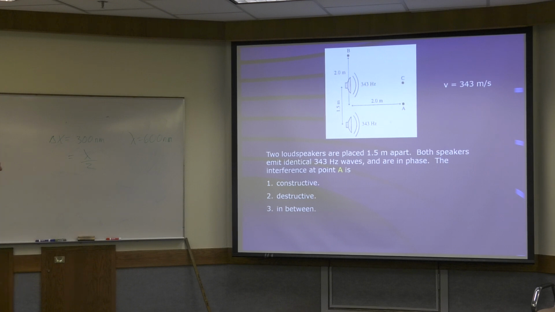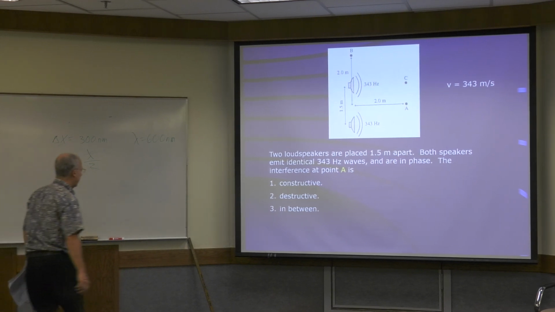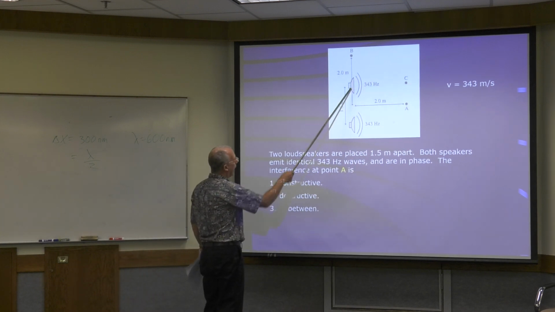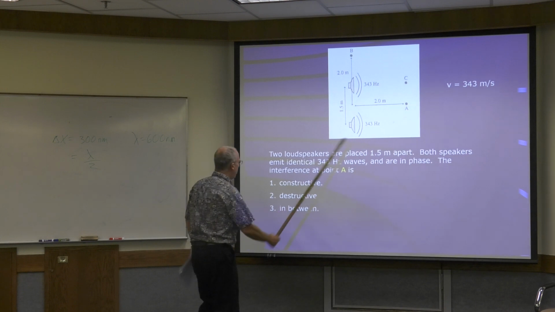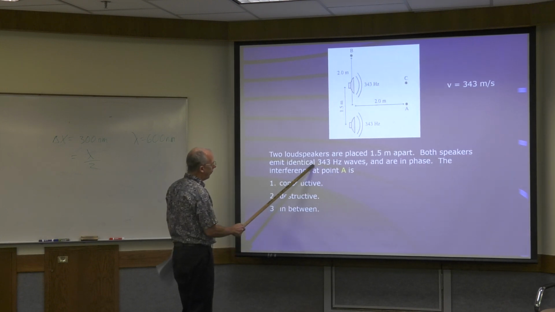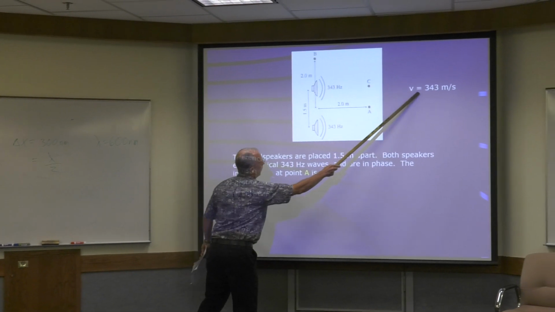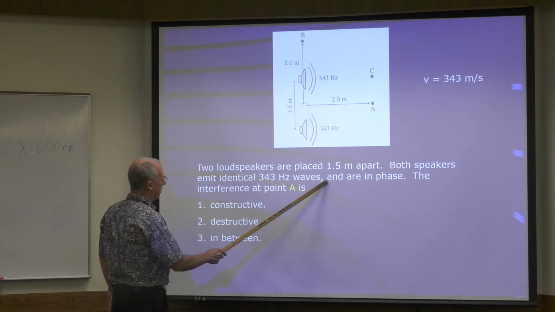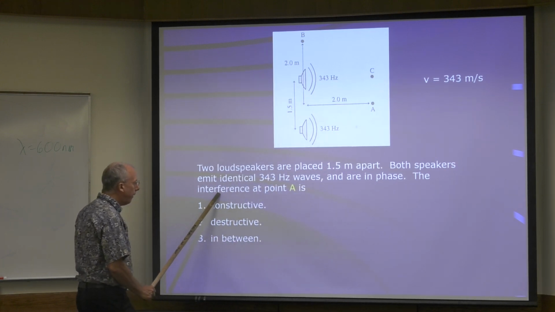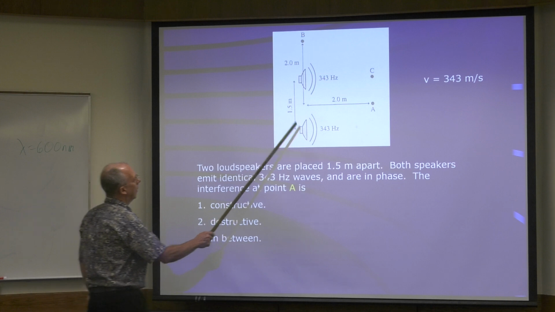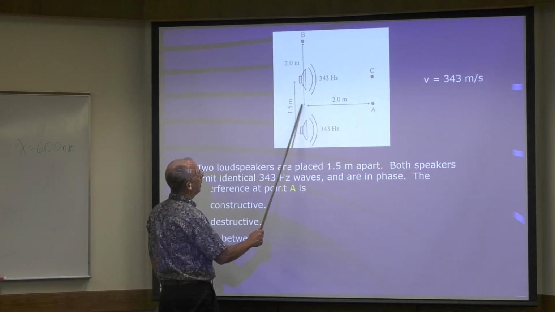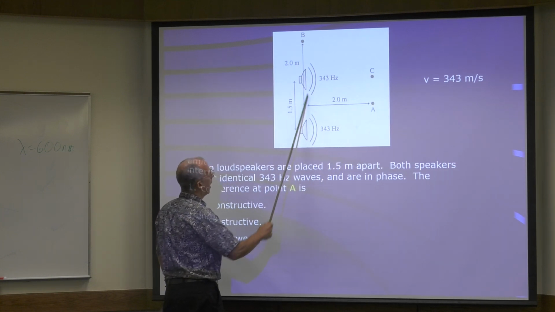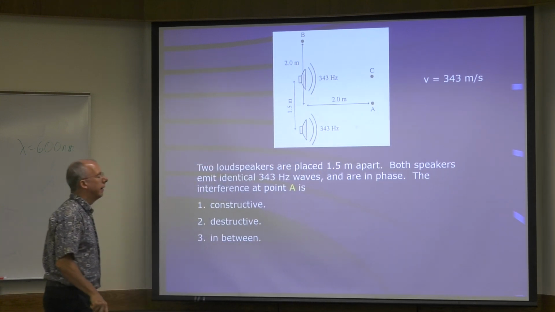All right, here's another one. Two loudspeakers are spaced 1.5 meters apart. Both speakers emit identical, I'm being nice again, 343 hertz waves with a velocity of 343 meters per second, the speed of sound, and they're in phase. The interference at point A is what? This point here is midway between this speaker and this speaker, and this is 2 meters away from this line. Pause your video and figure it out.